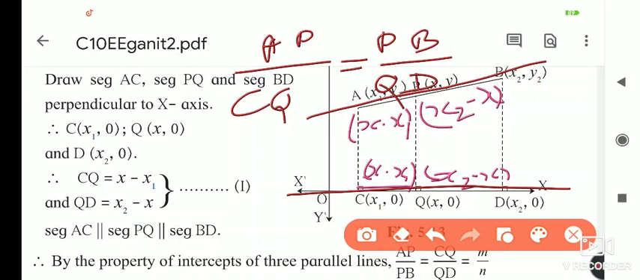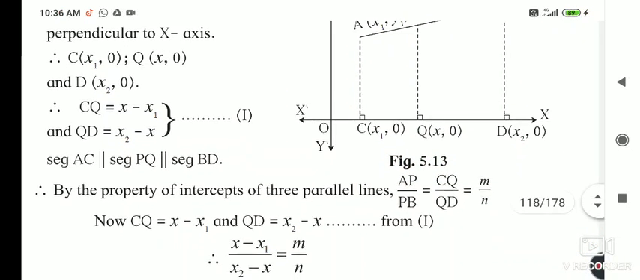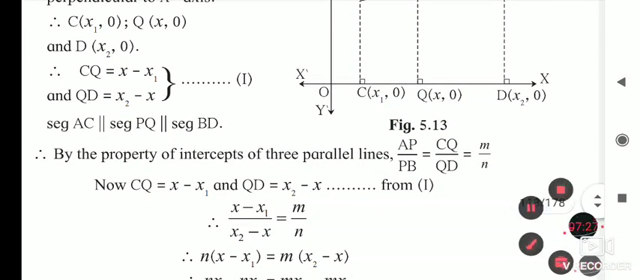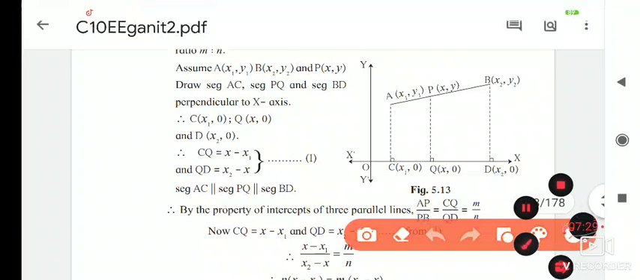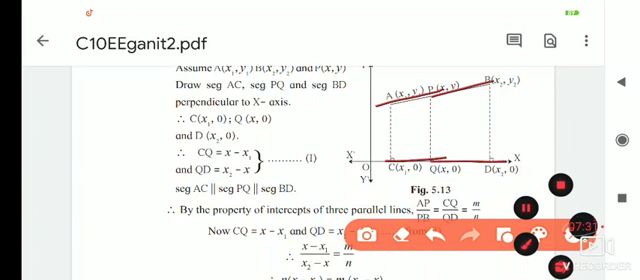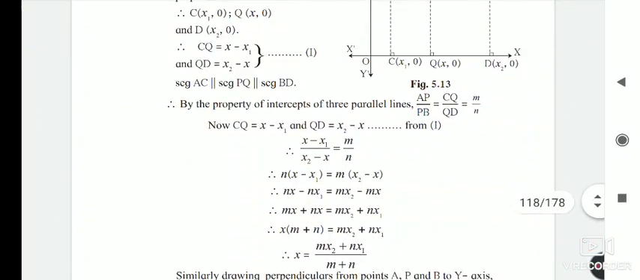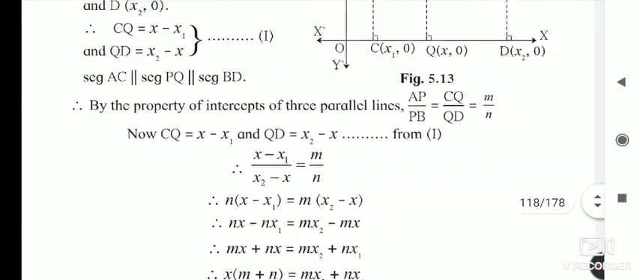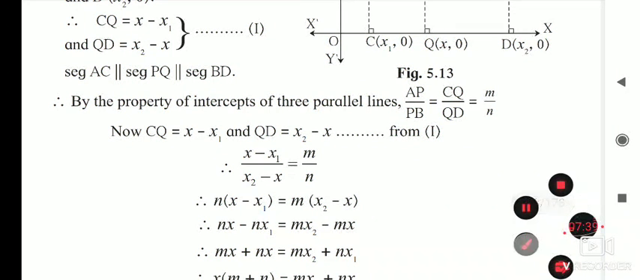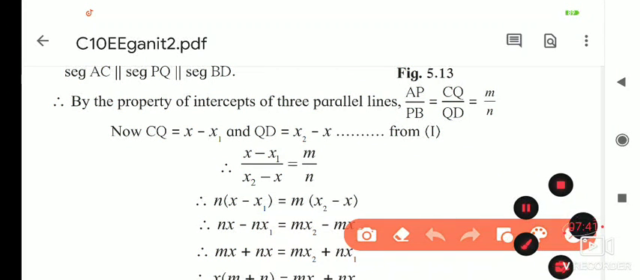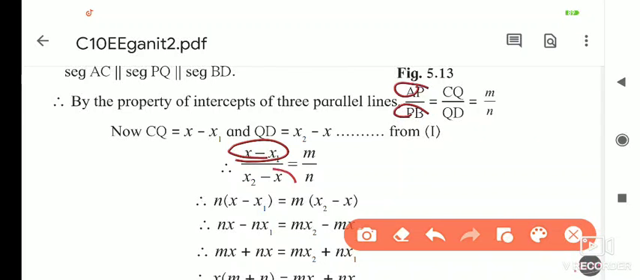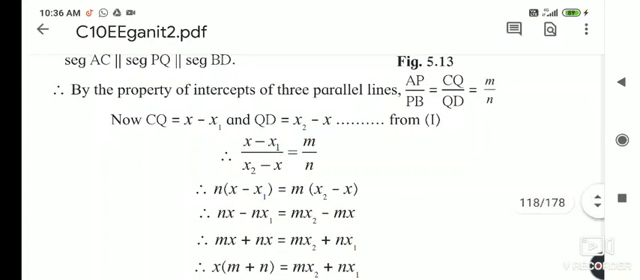So here that ratio is also given to us. Just now I told you that AP upon PB is equal to CQ upon QD, and its ratio is given as m is to n. AP's value we find here, and CQ, just put it here. So AP is x minus x1, and PB is x2 minus x, and this is equal to m is to n.